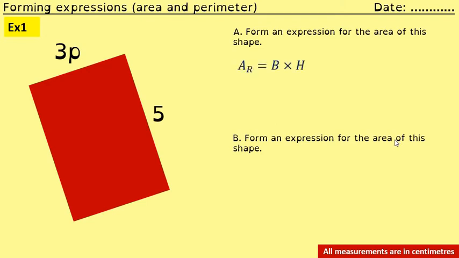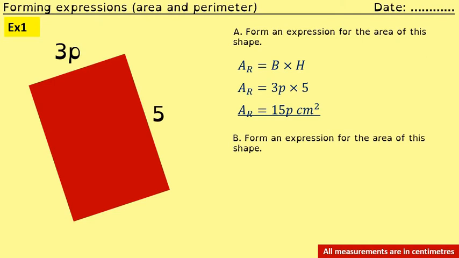So for the area, we know that the area of a rectangle, and that's what this little subscript means, area of the rectangle is base times height. So you might be using length times width, but I say base times height. So I'm going to substitute the base 3p, the height 5, and that means my answer becomes 3p multiplied by 5 is 15p centimetres squared. That's my final answer with my units.